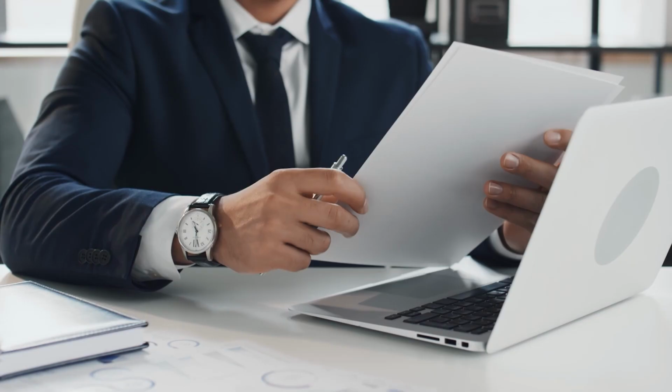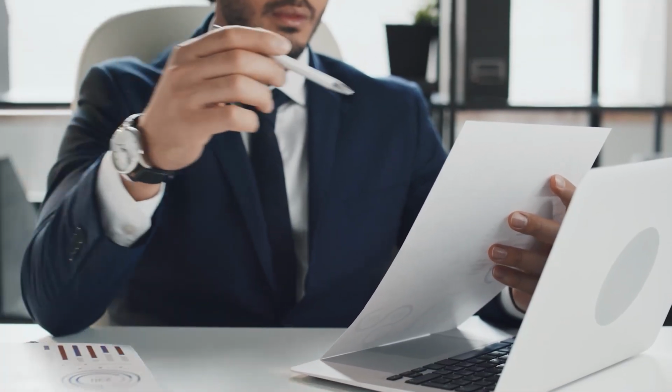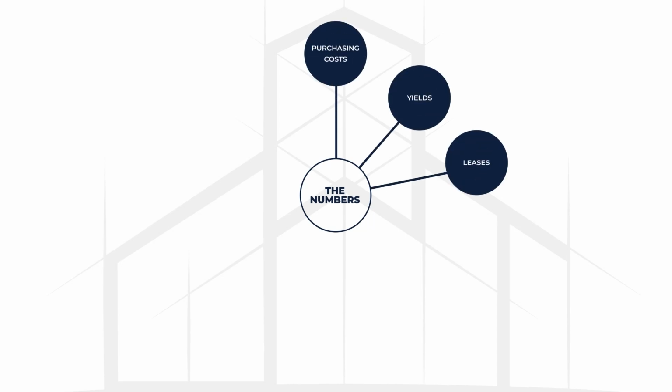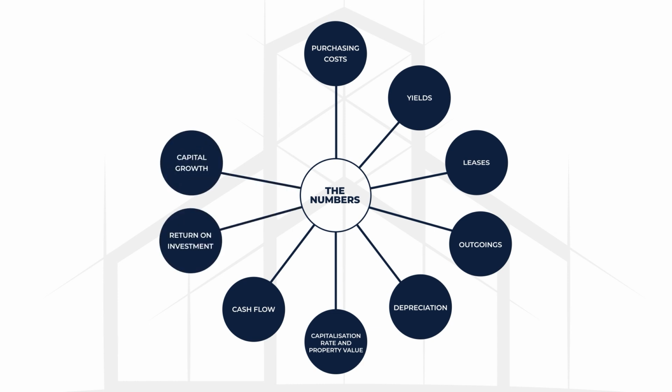It's important to use objective measurements to determine whether a property is worth buying and if it will make a good investment. Each lesson in this module will look at a different set of numbers that you need to analyse when you're considering an investment purchase. These include the purchasing costs, the yields, leases, outgoings, depreciation, the capitalisation rate and property value, cash flow, return on investment, capital growth, and growing your portfolio.